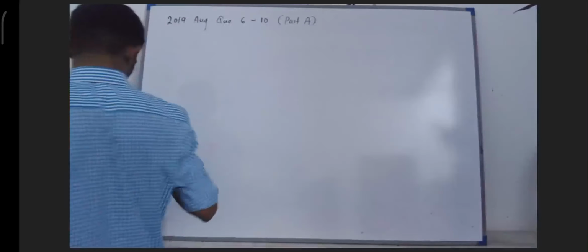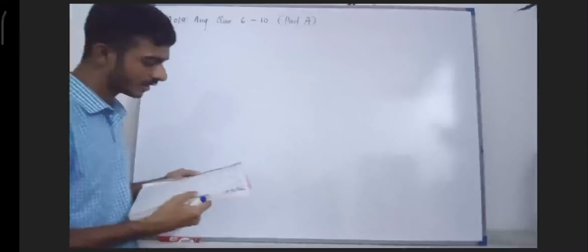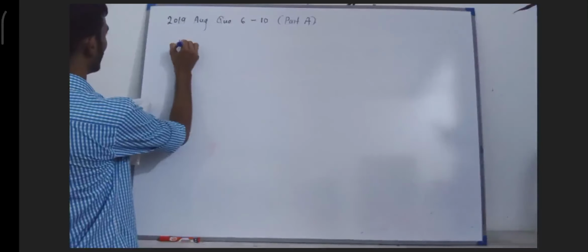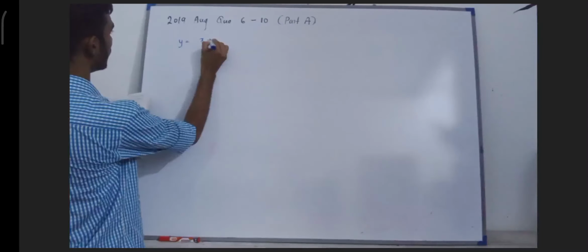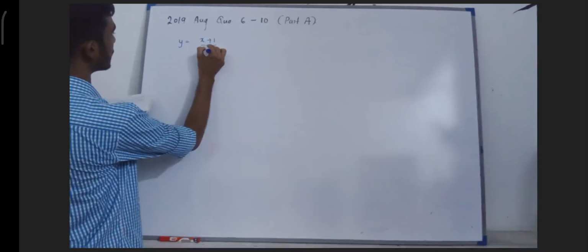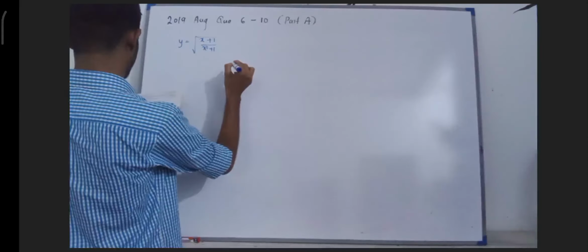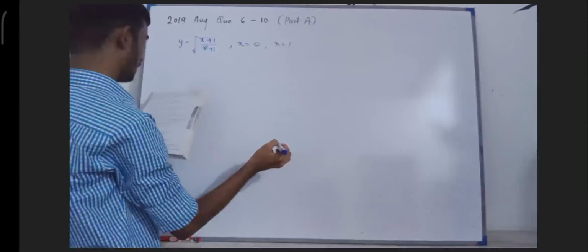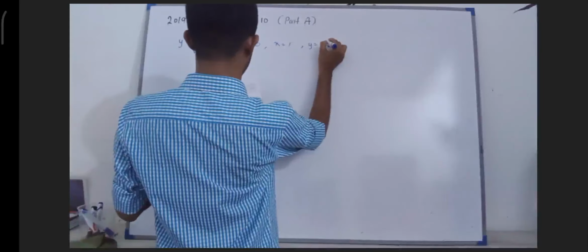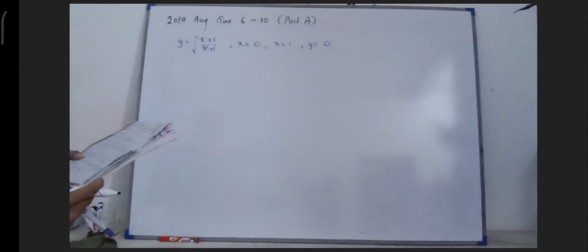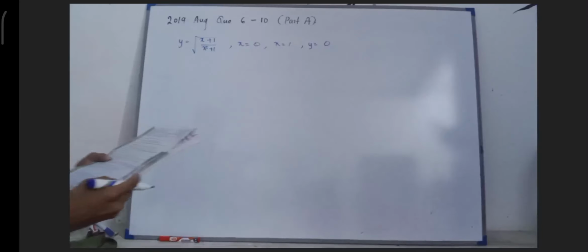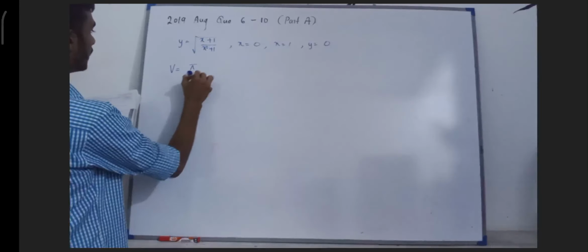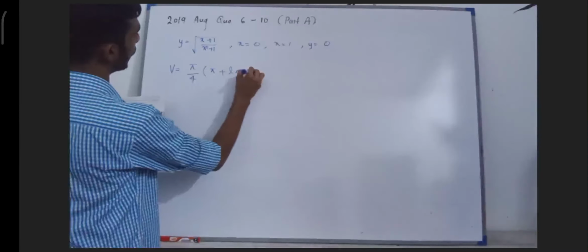Now the sixth question says: the region enclosed by the curve y is equal to the square root of (x plus 1) divided by (x squared plus 1), x is equal to naught, x is equal to 1 and y is equal to naught, is rotated about the x-axis through 2 pi radians. Show that the volume of the solid thus generated is pi by 4 into (pi plus ln 4).